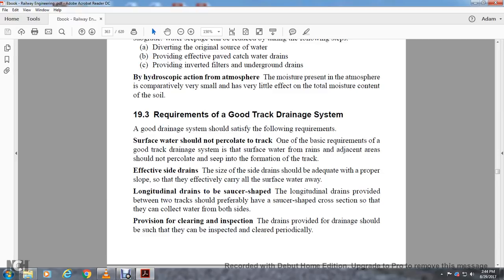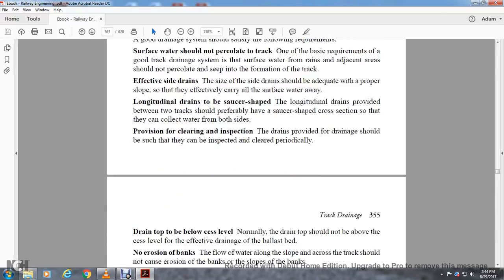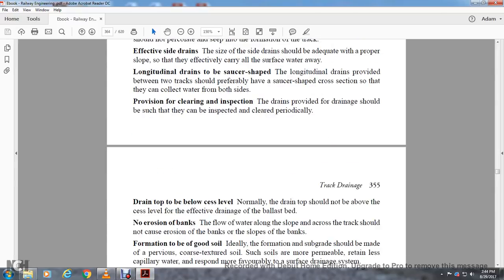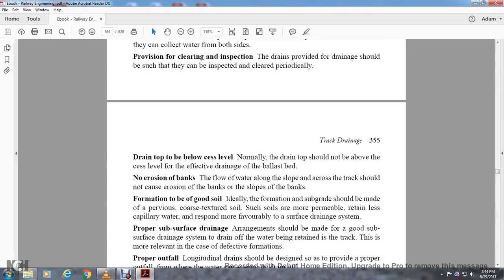Longitudinal drains provided between the two tracks should preferably be of saucer shaped cross section so that they can collect water from both sides. Provision of clearance and inspection. The drainage should be provided such that it can be inspected and cleared periodically. Drain top below the cess level. Normally the drain top should not be above the cess level, to allow effective drainage of the ballast spread. Flow of the water and slope of the cross drains of the track should be such that there is non-erosion of the banks and slope of the banks.